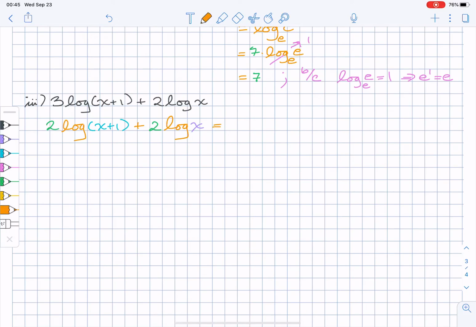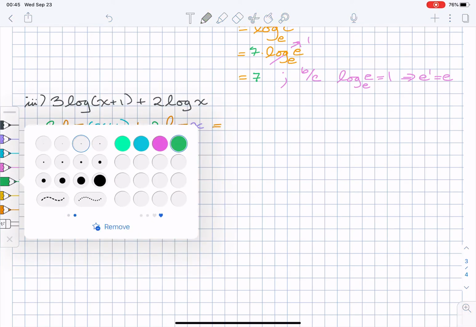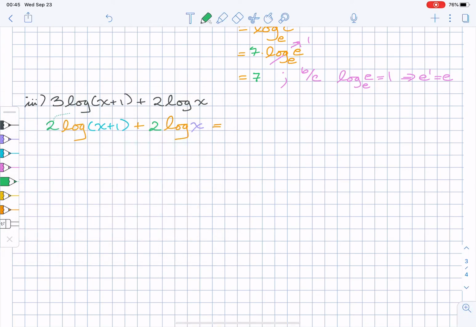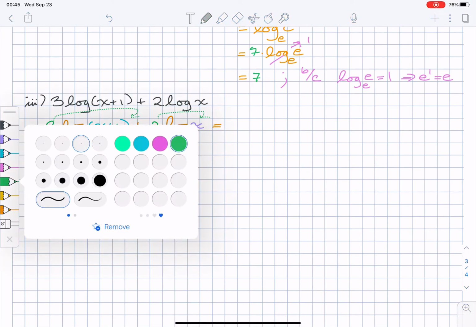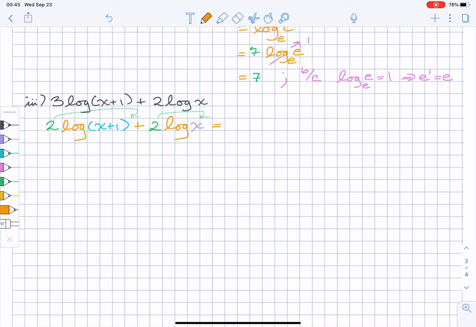Okay, so the first thing I want to do is deal with the exponents. So I want to put each of these in the exponent. So what I get first is I have log of the quantity x plus 1 squared, to which I'm adding log of x squared.